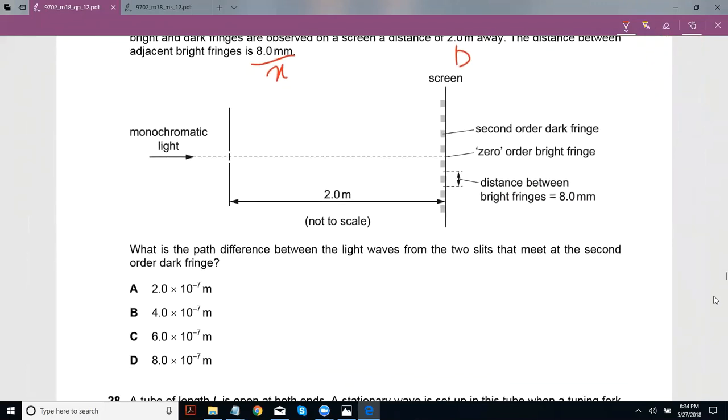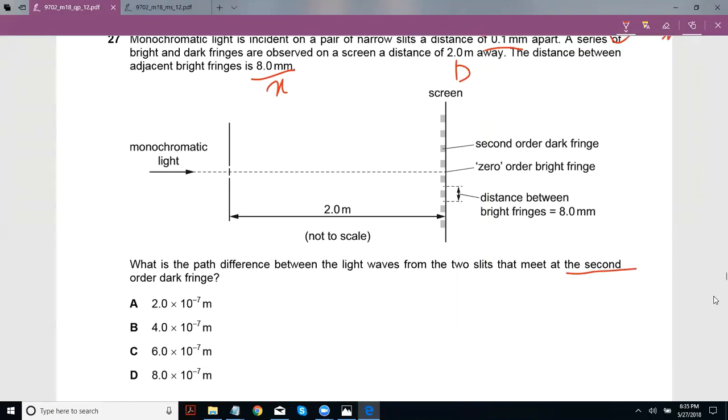Okay, so what is the path difference between the light waves from the two slits that meet at the second order dark fringe? Second order dark fringe. So like, first order dark fringe is 0.5 lambda. अच्छा तो पहले lambda calculate करना होगा इसका मतलब.